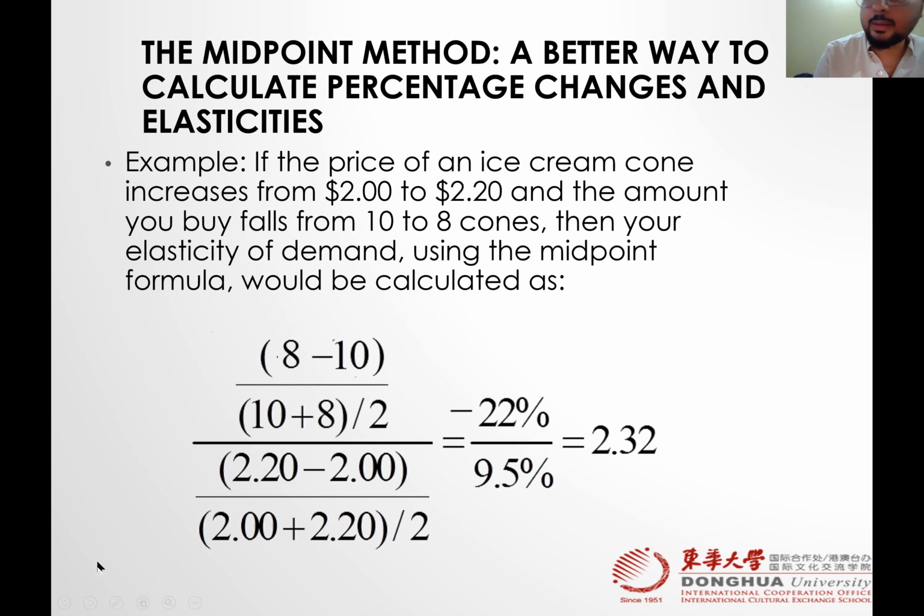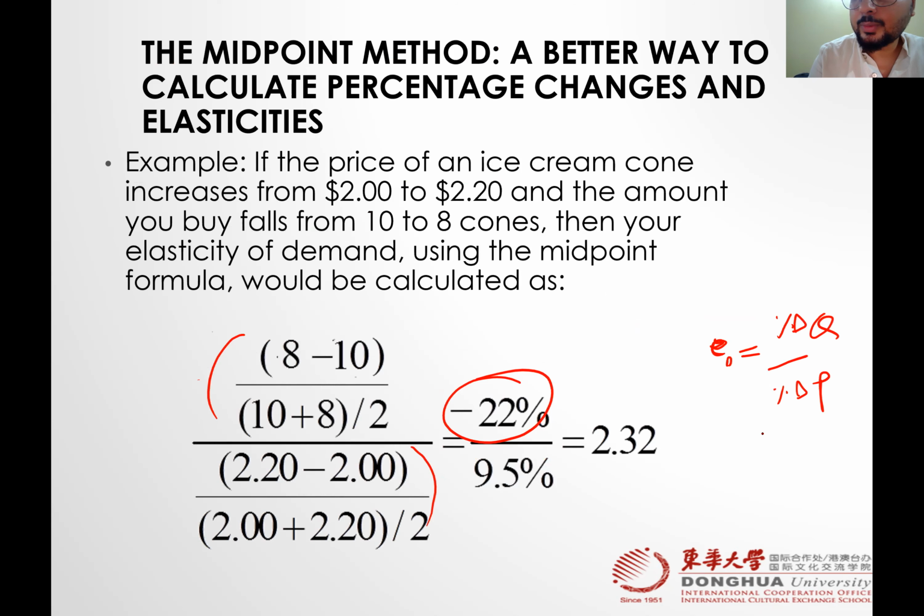So we find out the percentage changes, and now the elasticity, we represent it with small e, and we write down the elasticity of demand would be equal to percentage change in quantity divided by percentage change in price. So 0.22 or 22% divided by 0.095, answer would be 2.32.